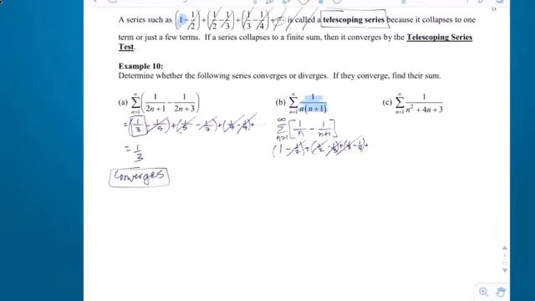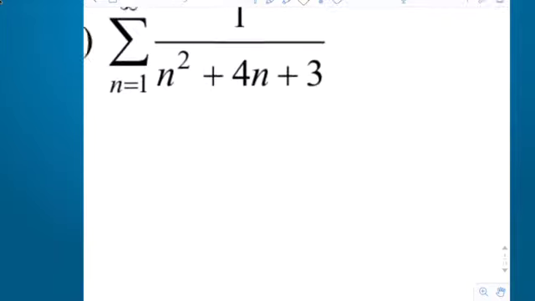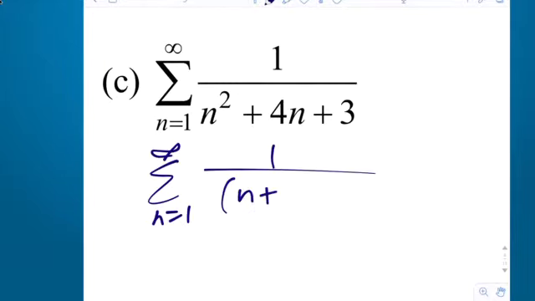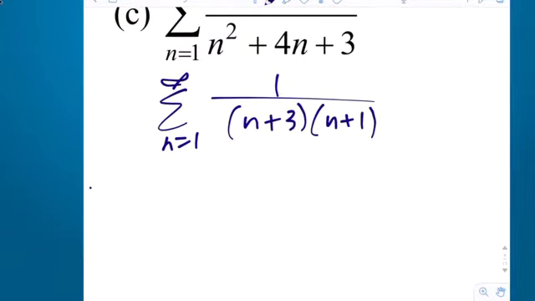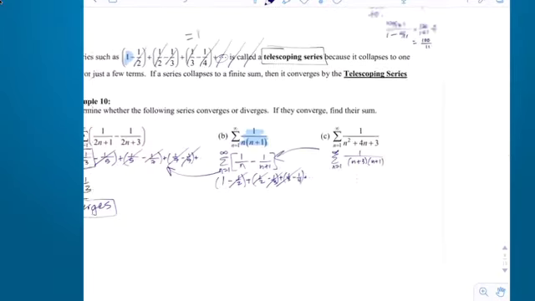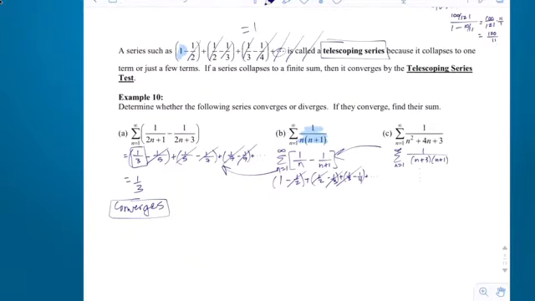But in order to get the telescoping action, I have to write it like part A. So what do I need to do here? I got to factor it first, which is 1 over n plus 3, n plus 1. And then guess what we're going to do from there? Now we're going to decompose it, and then we'll expand it out. So I'm not going to finish that one, but there's the evolution.